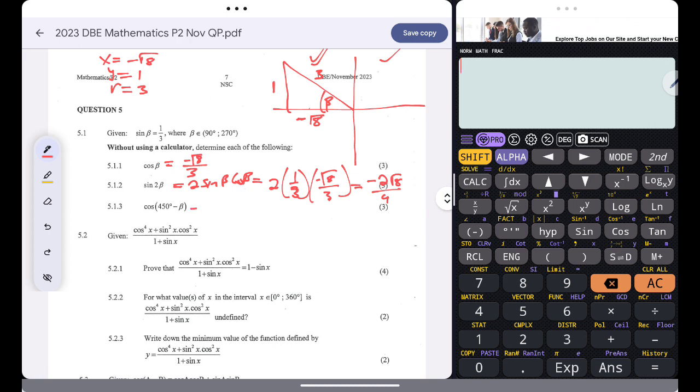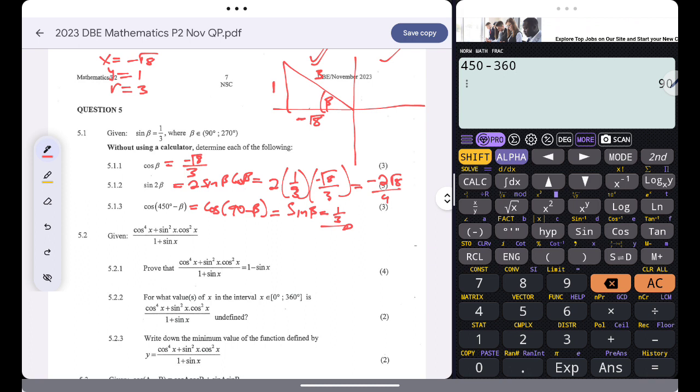And then for this one, I have an angle which is above 360. All I need to do is to just subtract 360 from that angle, and then I'll be left with the cos of 90 minus beta. Whenever I see 90 minus, I need to change to the co-ratio. Since 90 minus is in the first quadrant, I don't have to worry about the signs. Then I'll have sine beta, which is 1 over 3.